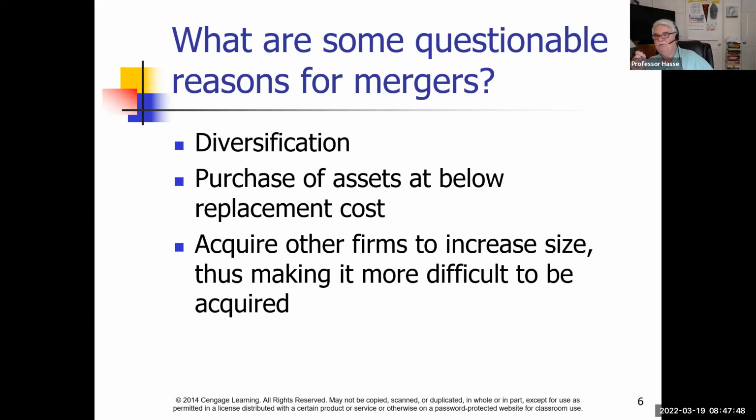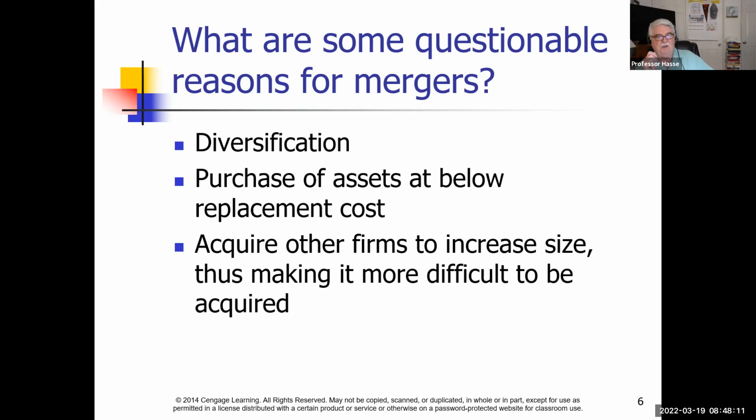Sometimes companies purchase assets below their replacement cost just to buy the assets. You might buy a technology that's already too late, but you're buying that technology because you think it's going to help your business. But in true fact, the true value of that technology or those assets is below value. That can be a problem.